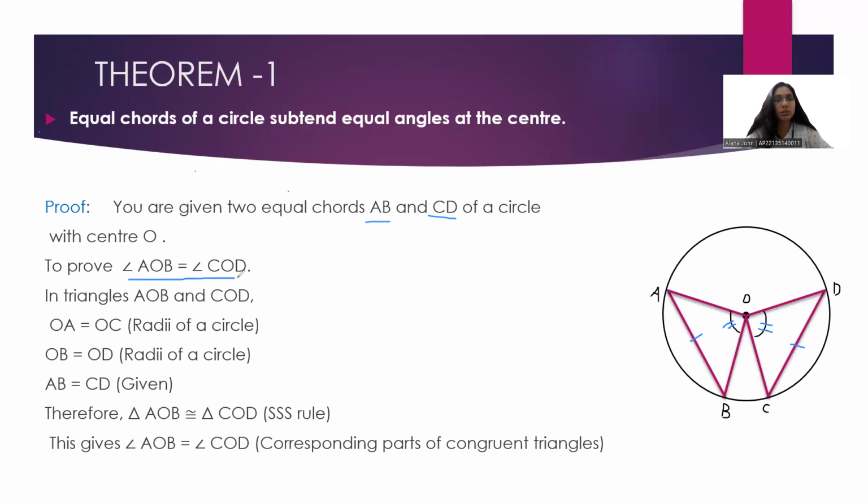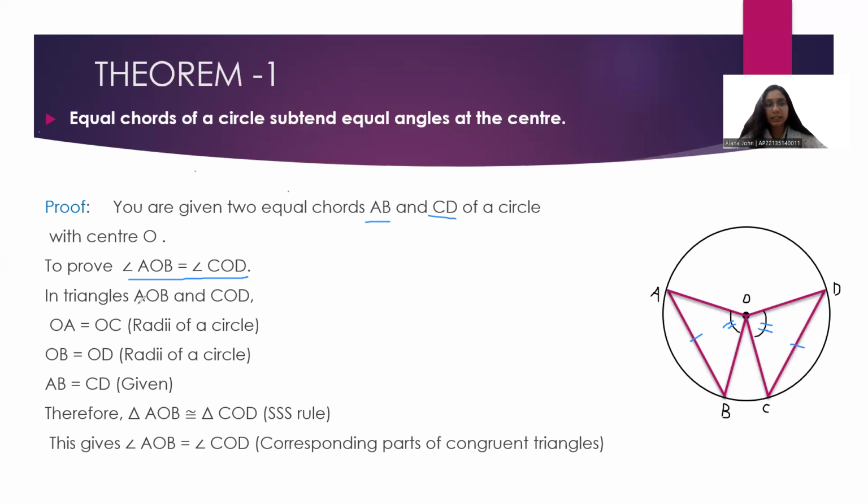So in order to prove this thing, we are considering two triangles in which these two angles are involved, and then we will prove that the two triangles are congruent. Then simply by CPCT, corresponding parts of congruent triangles, we can say that these two angles are equal. So that is the concept used in the proof.